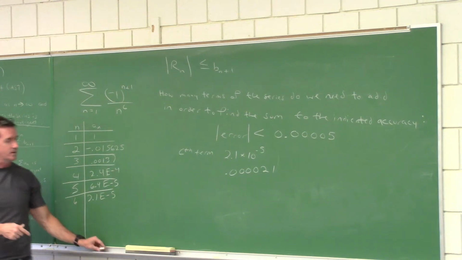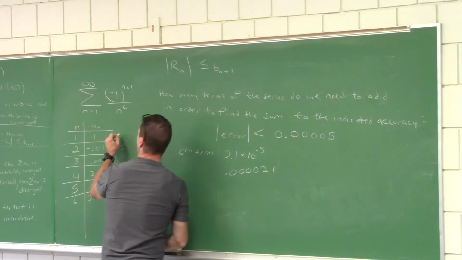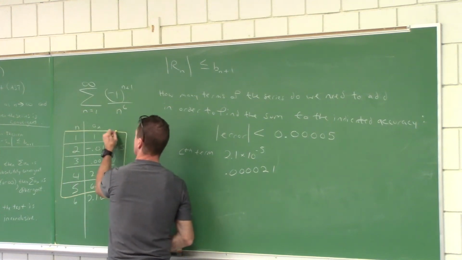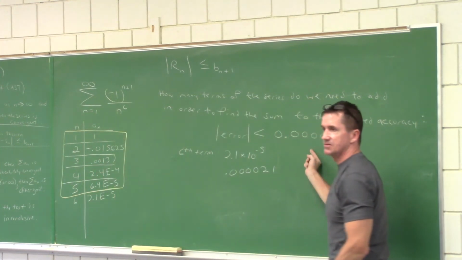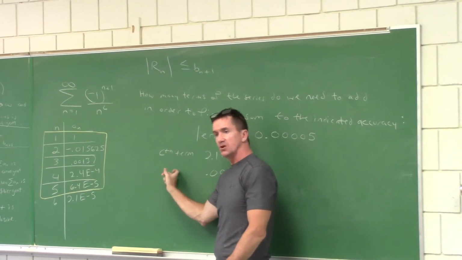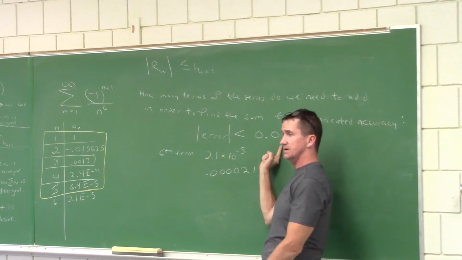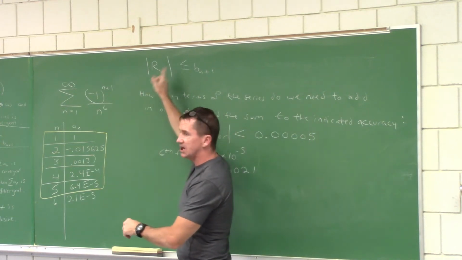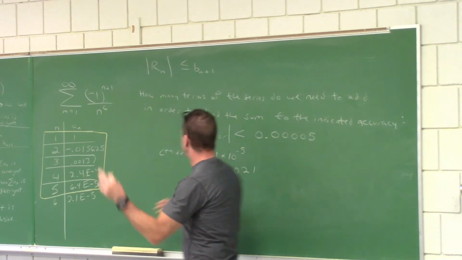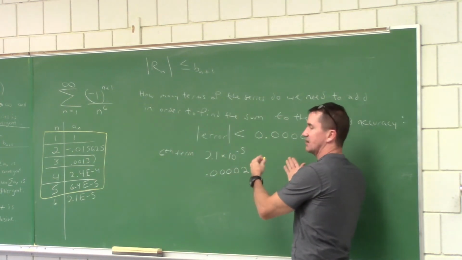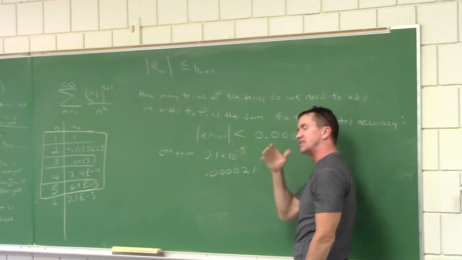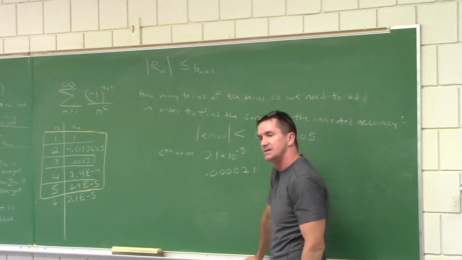According to the theorem, we need to add the 1st through the 5th terms to obtain this accuracy. Let me be clear again. The 6th term was the first term that was lower than this, right? That means by this theorem, we have to add the first 5 terms to get the desired accuracy. The accuracy of adding up those 5 terms will give you an error less than or equal to this, compared to the actual sum of that series.